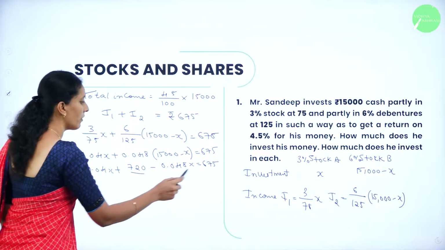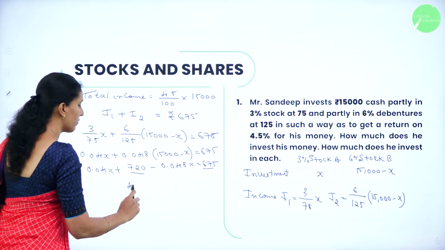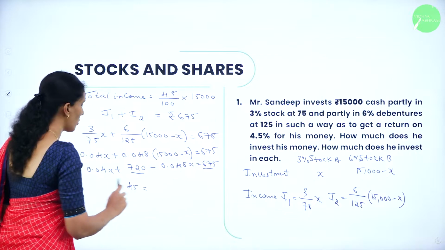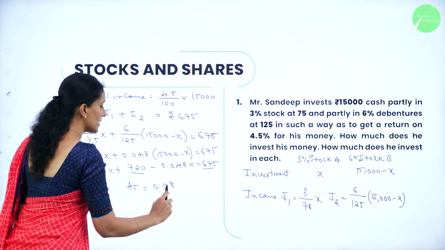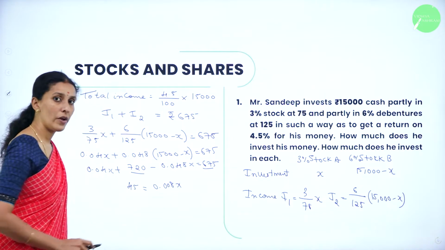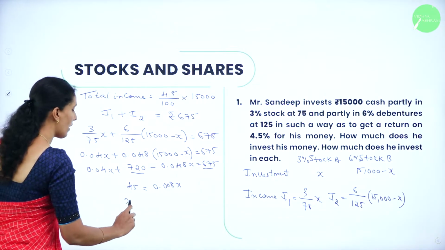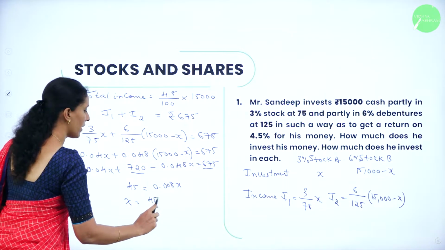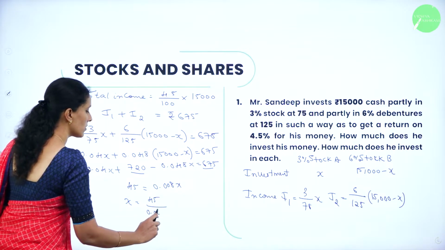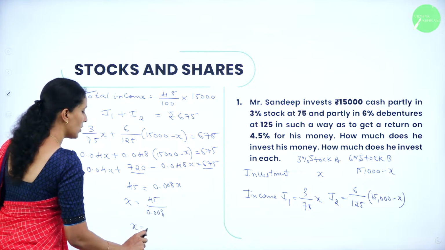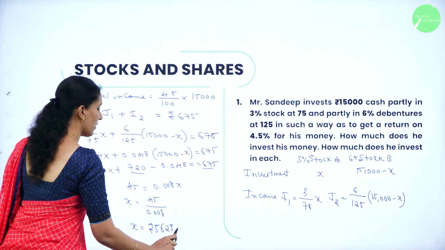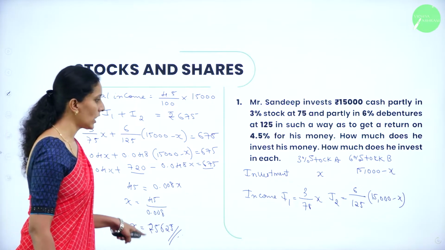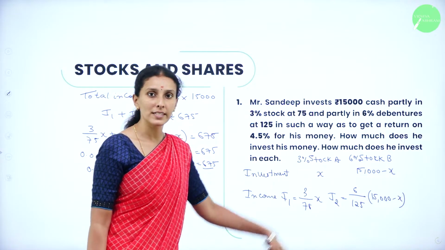So now 720 minus 675 will become 45, and here 0.04 minus 0.048 becomes 0.008x. So when you divide it, x is equal to 45 divided by 0.008. So therefore x value is rupees 5,625. What is this actually? The amount or the investment on stock A.